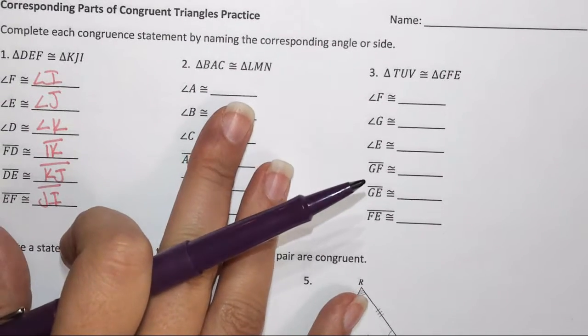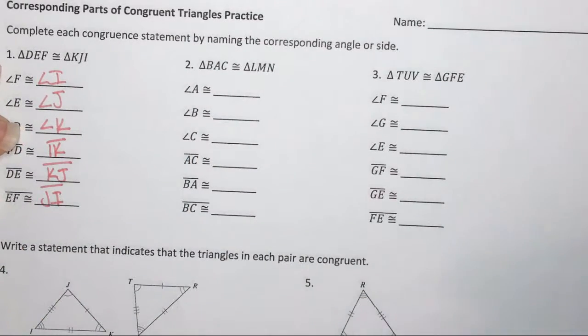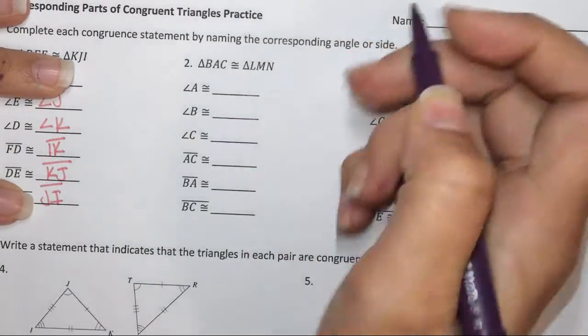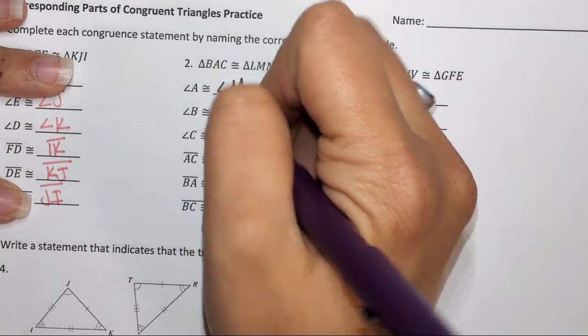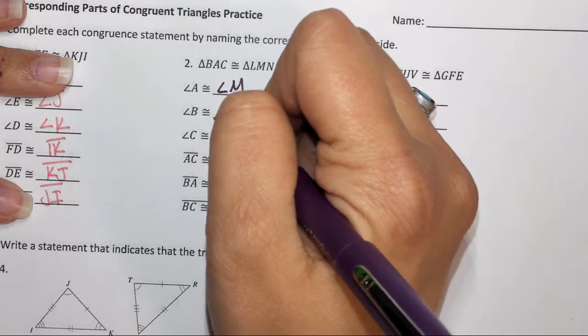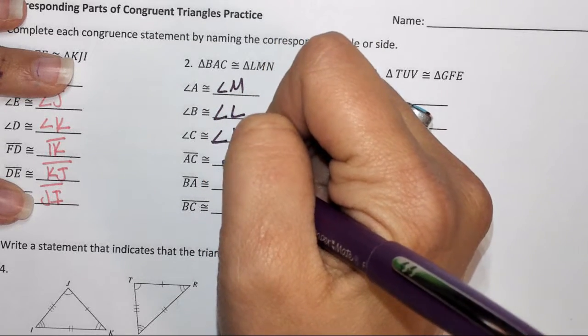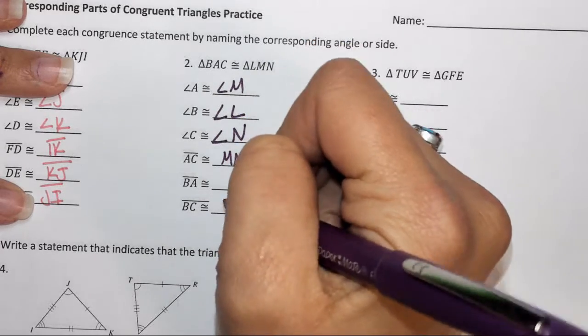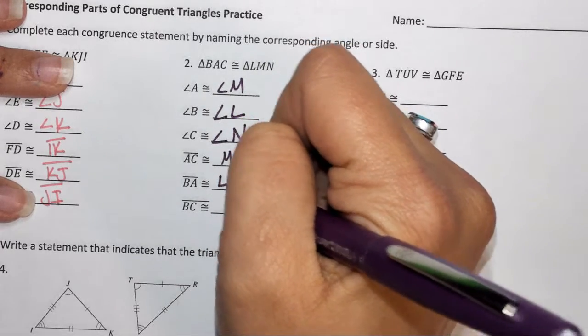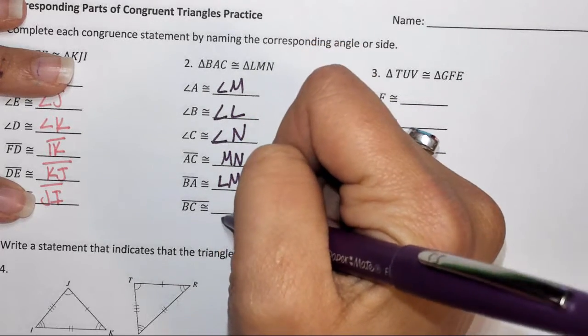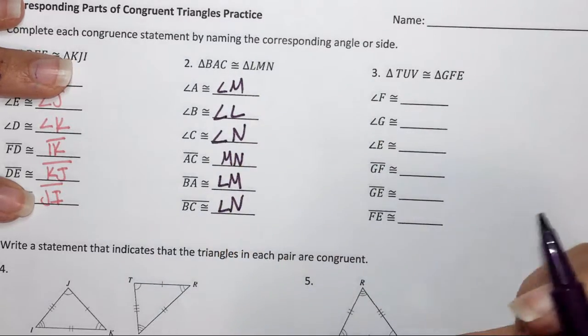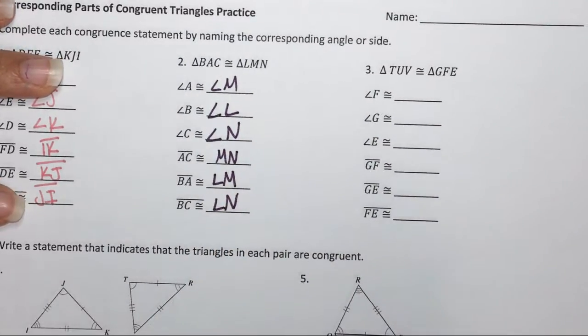This is just said to complete each congruent statement by naming the corresponding angle or side. So A goes with, B goes with, C goes with, AC goes with MN, BA goes with, BC goes with. Fantastic. How do we think we did on that?